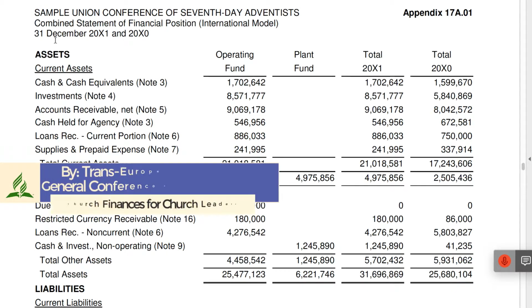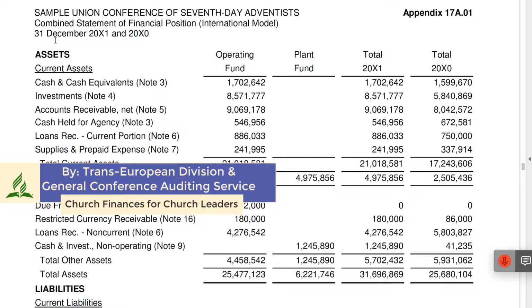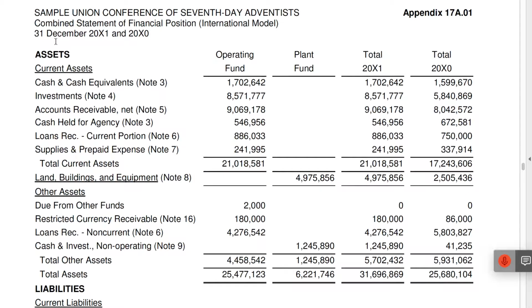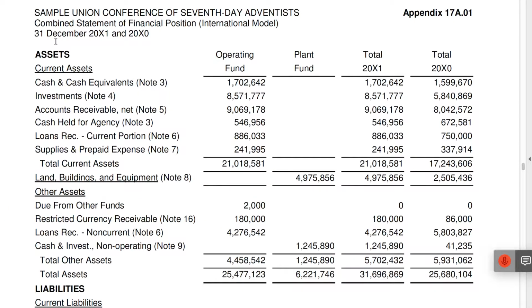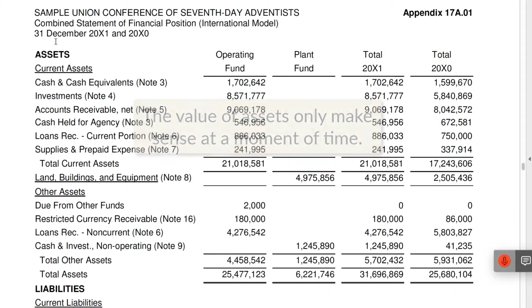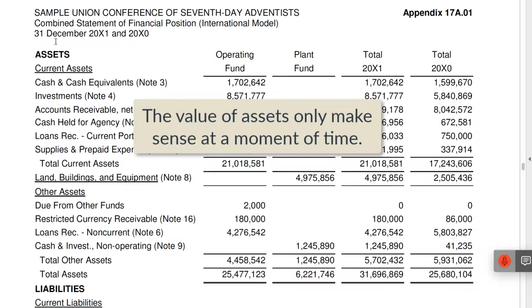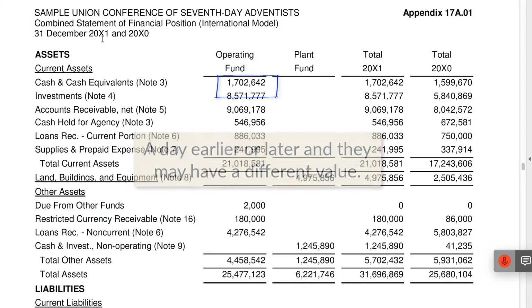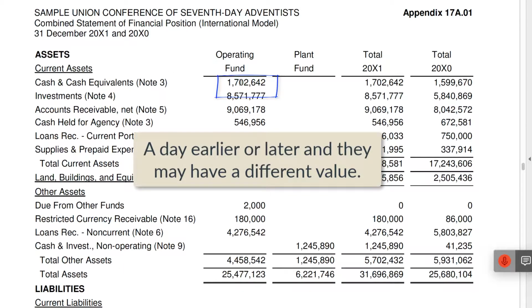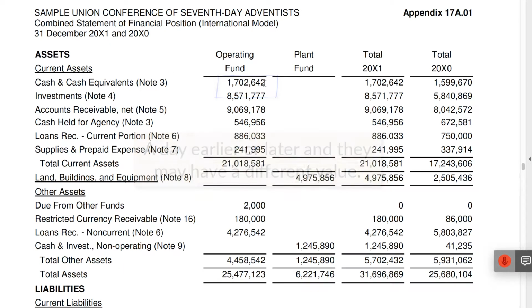It is a point in time concept. This only makes sense if you think about it. If I ask you how much do you have in the bank, you could only answer that question if you say what date you're talking about. Do you mean today? So I can easily say on December 31st of 2021, I had $1,702,642 in the bank.